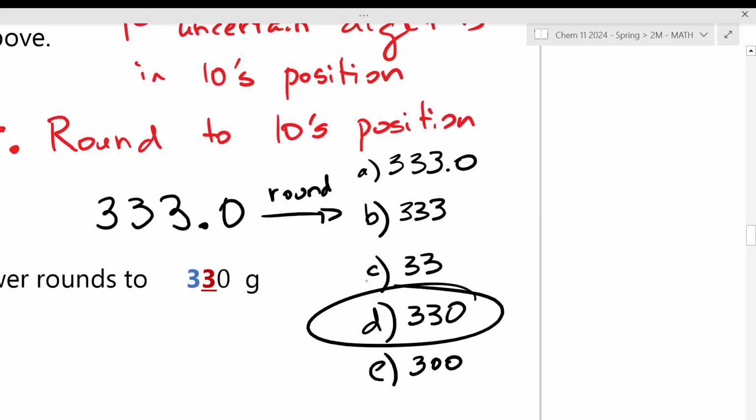Yes? Because our uncertain digit is here, but it still needs to be 333. So we cannot do 33 because that just doesn't work. 33 is not the same as 330. And this one would imply that my first uncertain digit is in the ones, but I know that my tens position is uncertain, so I cannot have a meaningful digit after my first uncertain digit. Yes? You could do 3.3 times 10 to the 2, and that would be beautiful. Okay? Yeah. All right?